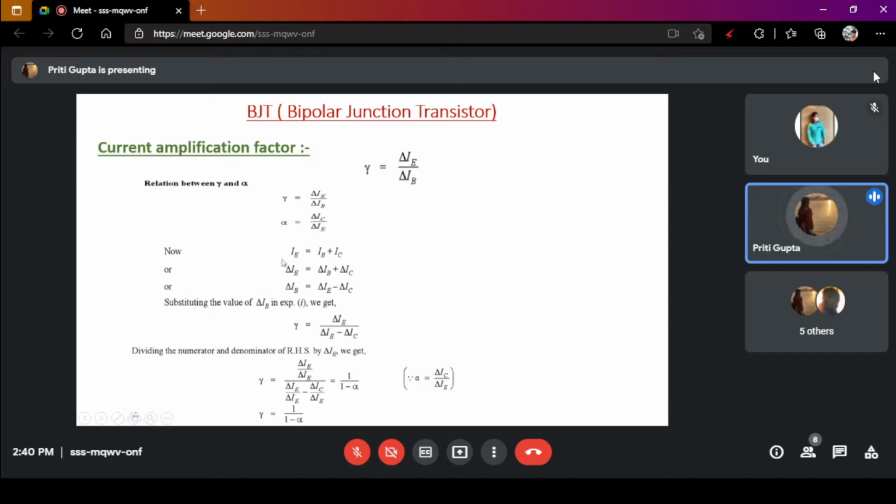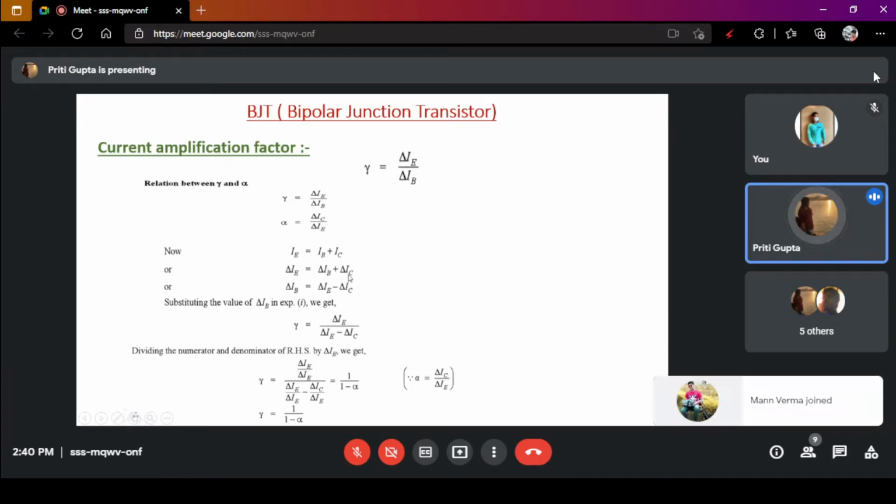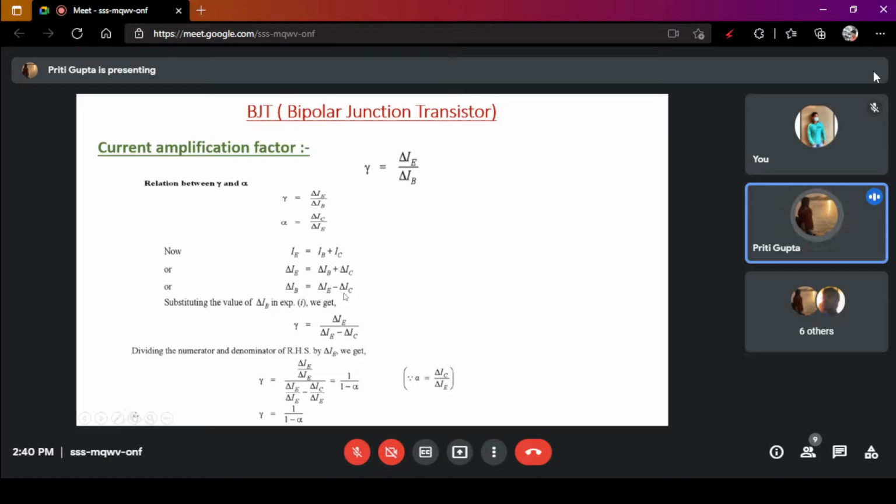Also we know IE is equal to IB plus IC, that is, emitter current is the summation of base current and collector current. Now we are taking delta on both sides. From here, we are getting delta IB is equal to delta IE minus delta IC. Now, in gamma, we are substituting this value: IE is written over there, and instead of IB, we are writing this term, that is delta IE by delta IE minus delta IC.